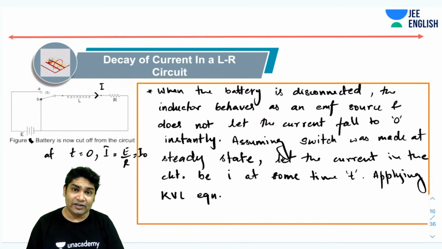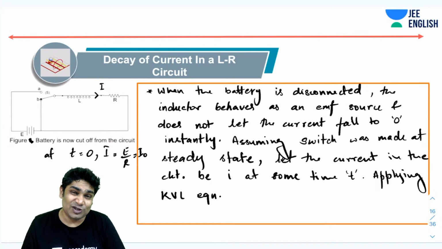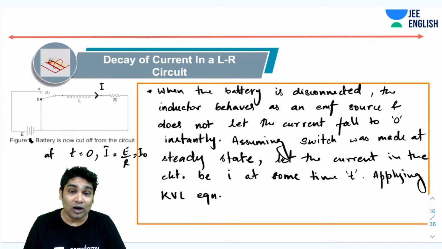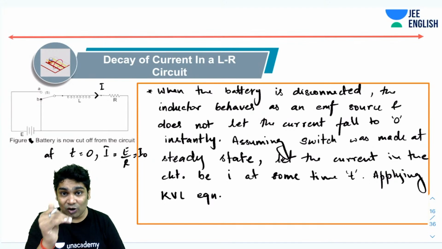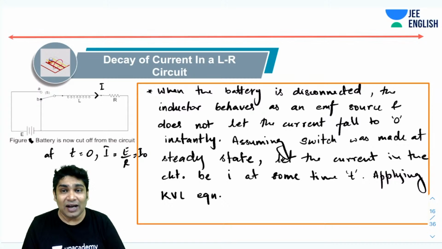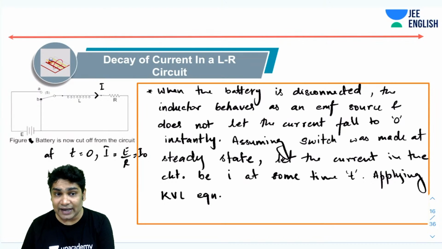So I hope you are following everything that we are trying to say. I'm trying to say that when the switch was made, assuming that it was made in the steady state, the current in the circuit was E by R. Now, when the switch is made, the presence of the inductor will not allow the current to drop down to zero instantaneously. It will require some time. The inductor will cause the current to decay slowly. It will provide some power and keep the current flowing. So now we are assuming that at some time t, the current has become I and it is changing at a rate of di by dt.